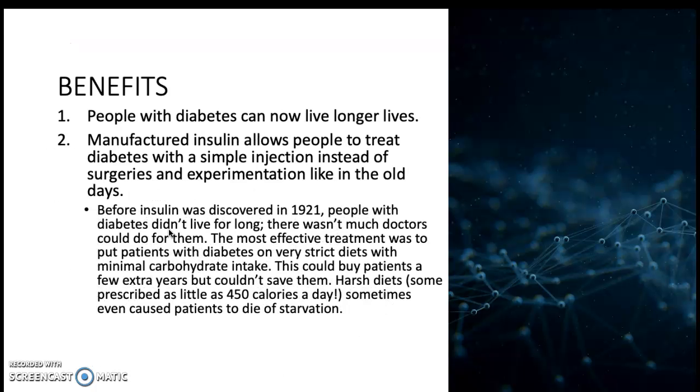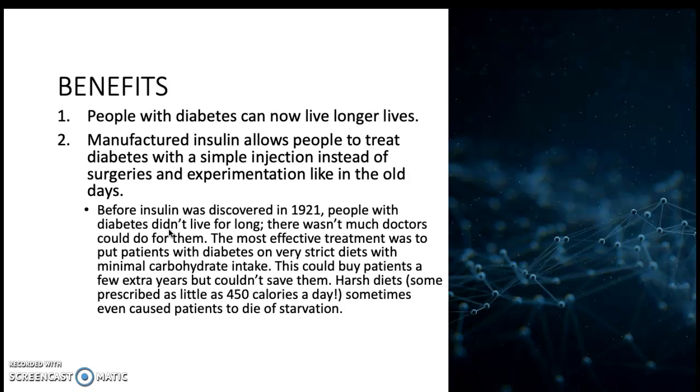Now let's look at a few benefits. People with diabetes can now live longer. Manufactured insulin allows people to treat diabetes with a simple injection instead of surgeries and experiments like in the olden days. So before insulin was discovered in 1921, people with diabetes didn't live for that long. There wasn't much doctors could do for them.